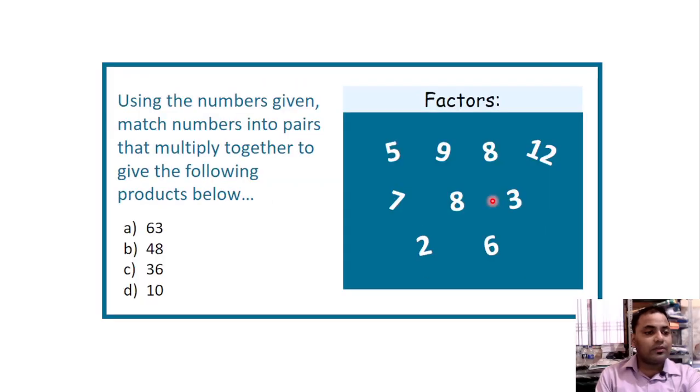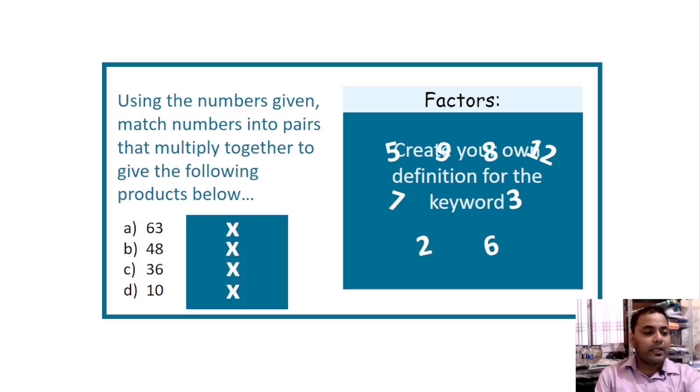Now using the numbers given, match numbers into pairs that multiply together to give the following products: 63, 48, 36, 10. The factors are 5, 9, 8, 12, 7, 8, 3, 2 and 6. Now we are just observing that we have to use these numbers to form the numbers 63, 48, 36 and 10 by the product of the given numbers.